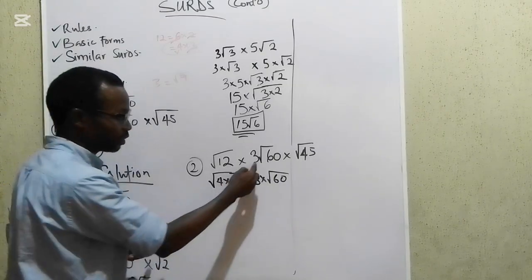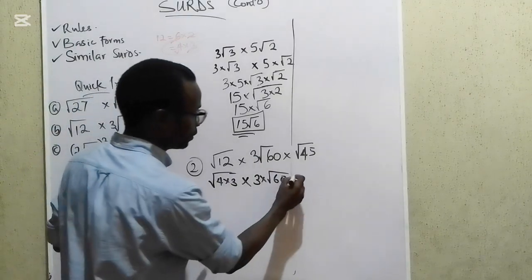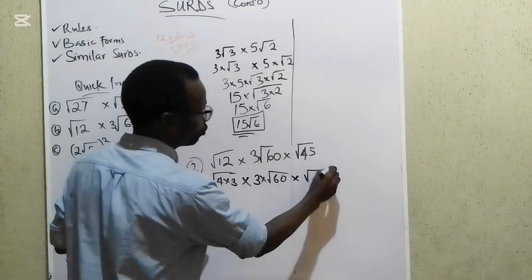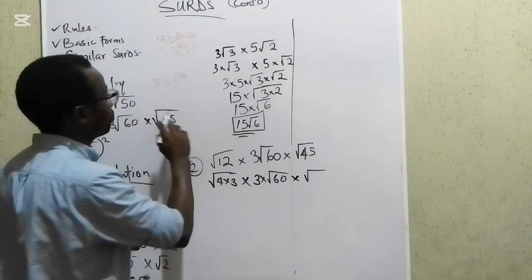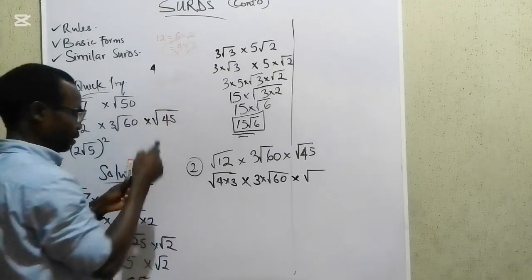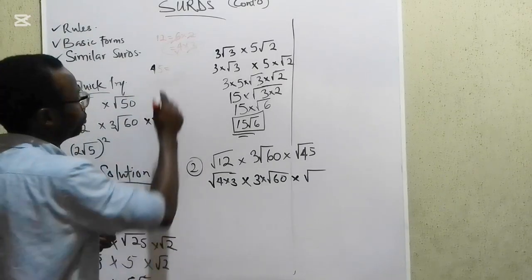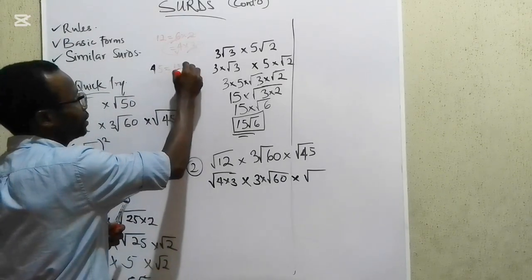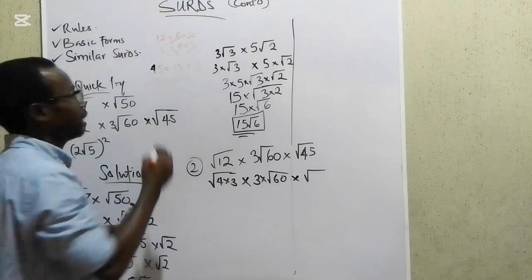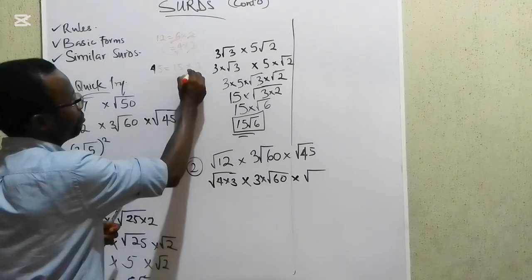So this is separating it. This is 3 times root 60. And this is root 45. What is 45? 45 is the same thing as 15 times 3, right? And 45 is the same thing as 9 times 5.